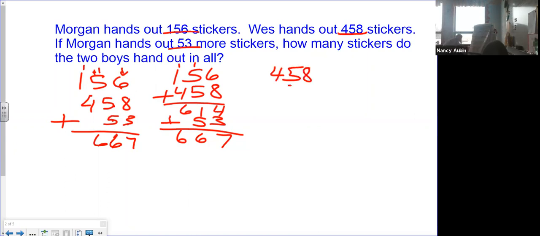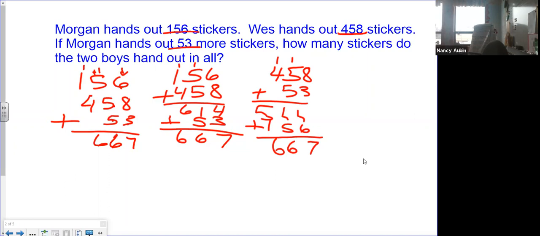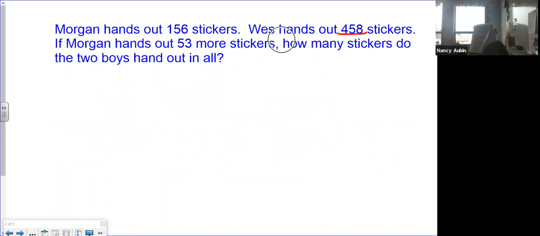458, this is Ellie's way. This is how she did it last time. 8 plus 3 is 11, right? 5 plus 5 is 10, plus 1 is 11. And then she went back and added the 156. And we got 667. I did that with the alternate. Okay. So if you did it a little different, but you got the same answer, that's the beauty of math. So you definitely should see problems like that.